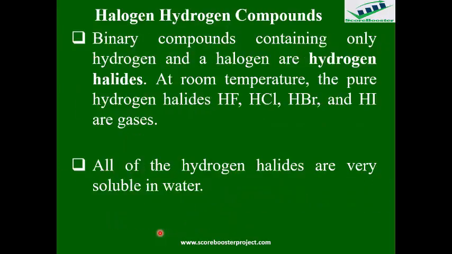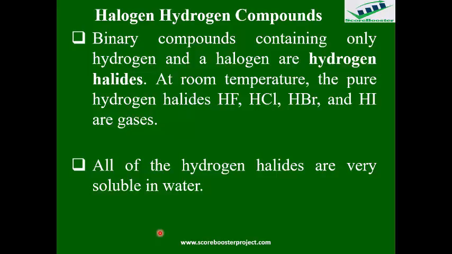Then let's go to hydrogen with halogen. There are many examples of halogens. You can have bromine, you can have chlorine, you have iodine. So now, when you have compounds that contain two elements, in which one of them is hydrogen and the other one is halogen, this is called hydrogen halide. So all these hydrogen halides are gases at room temperature, and they are very soluble in water.